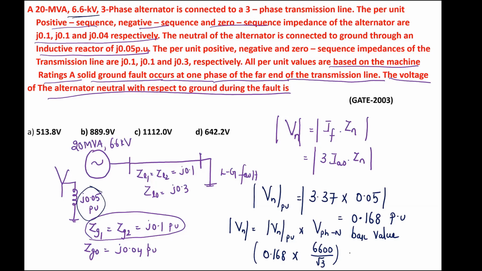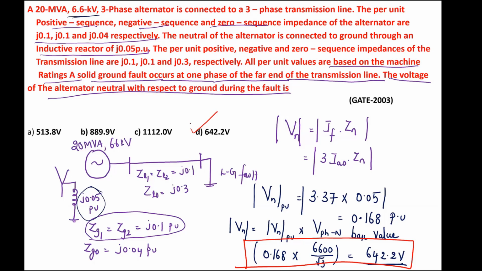So this is your exact neutral voltage, whose value comes out to be 642.2 volt. So this is the voltage of neutral with respect to ground. So normally you calculate Vn per unit value and multiply the Vn per unit with the phase to neutral base voltage. You are going to get the actual neutral voltage with respect to ground.